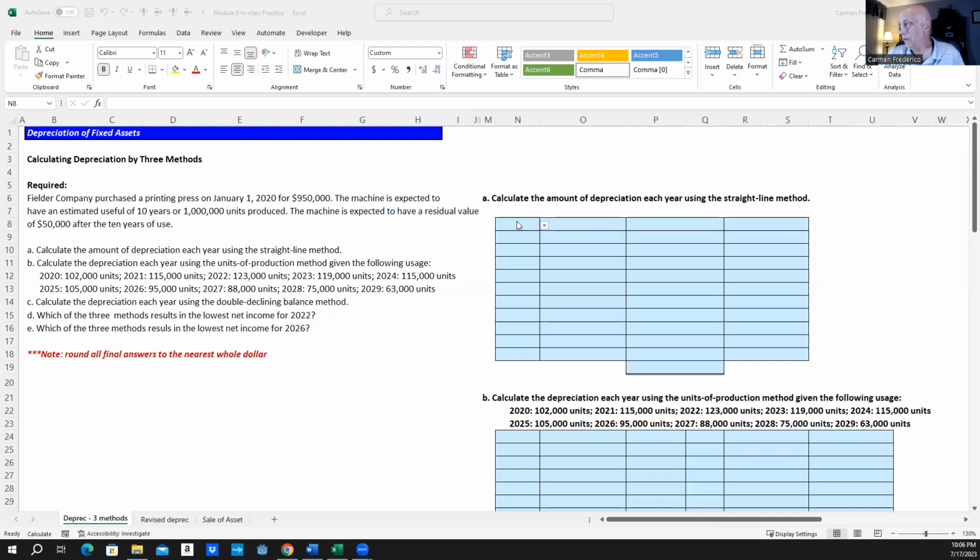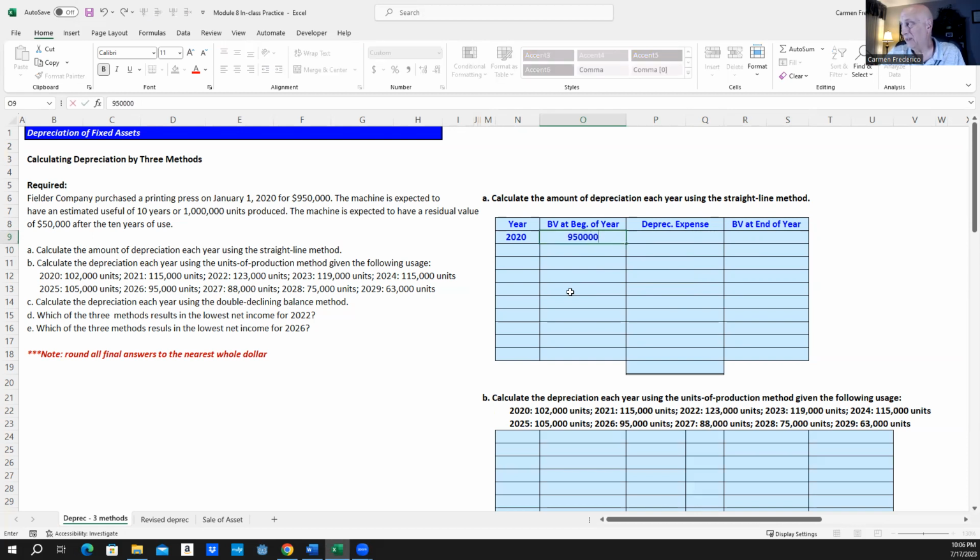I built some tables over here. So let's pop down and get the year. We're going to use this beginning book value. We're going to calculate the depreciation expense for the year and then the ending book value. Okay, so let's take a look at that ending book value. Year one, which is 2020. What's the book value at the beginning of the year? The book value day one is going to be what you capitalize. In this case, $950,000 is the book value at day one.